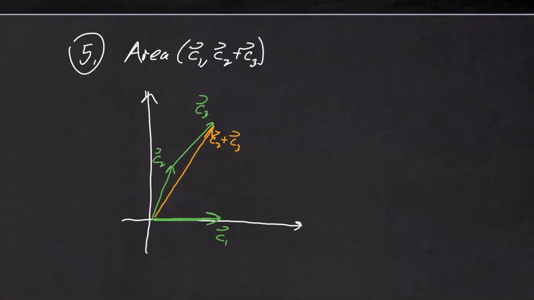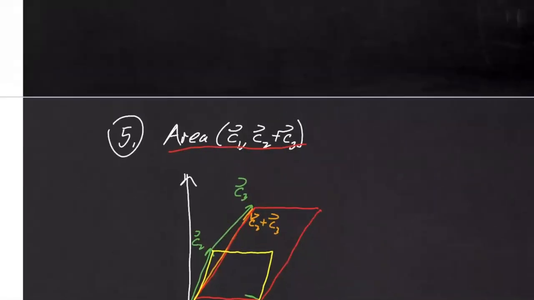So let me make some colors here. The area given above, right here, is the area of this big parallelogram. Just kind of draw over it like that. That's the area formed by C1 and C2 plus C3, right? But if we think about it, we also have the area formed by, let's see if I can use a different color here, the area formed by C1 and C2, which is this parallelogram.